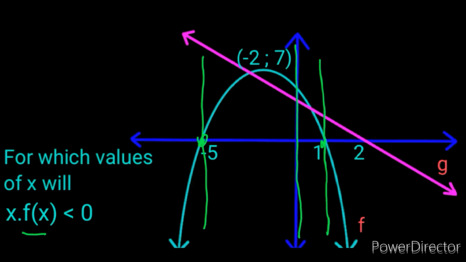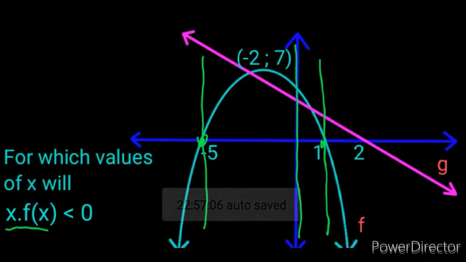These 3 vertical lines separate the whole Cartesian plane into 4 parts. We've got group 1, group 2, group 3, the small group, and finally group 4. According to the question, we want the multiplication to give us a negative.